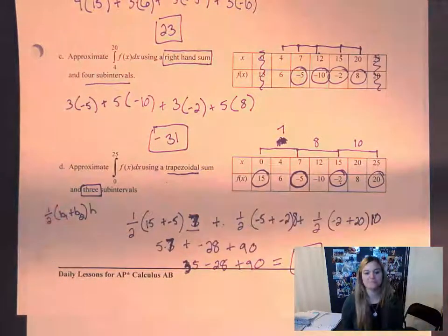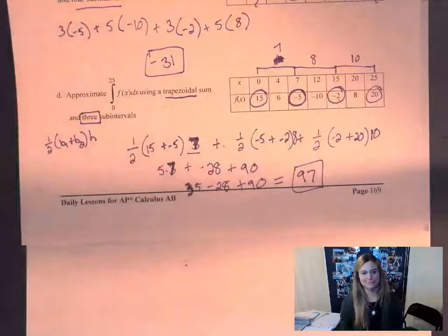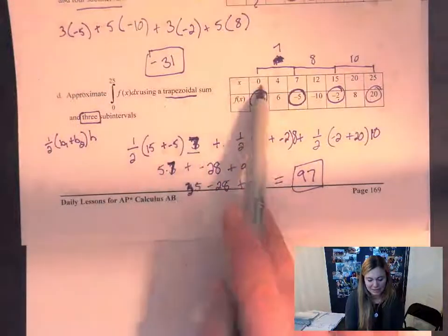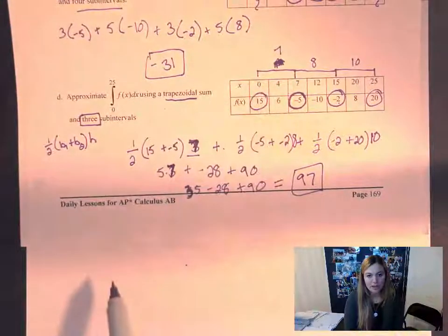Okay. So this is always the base 1 plus base 2. The height is the distance between my x values, which would be 7.